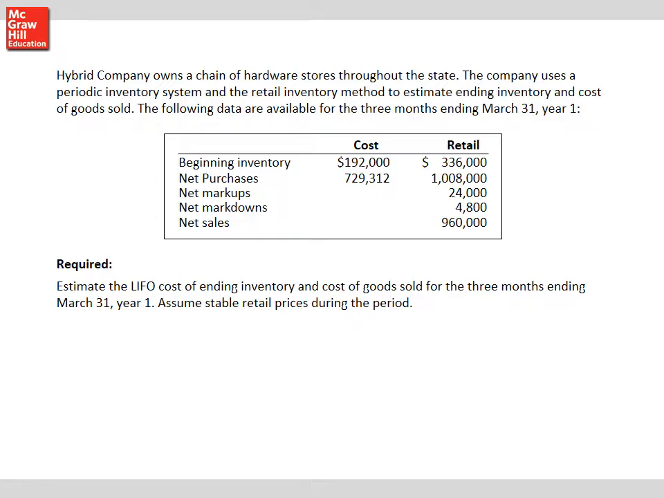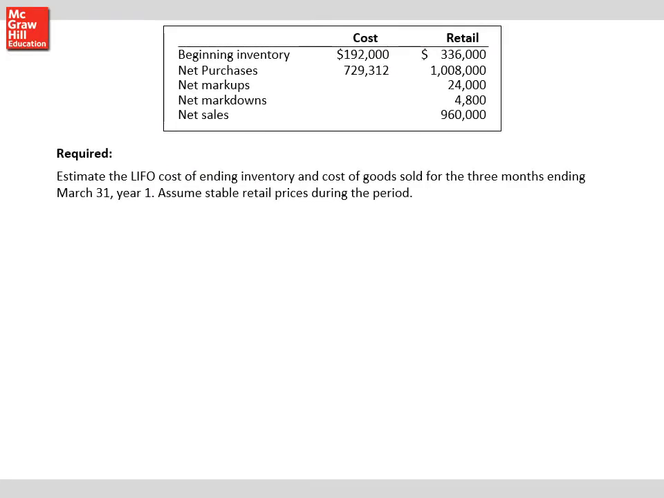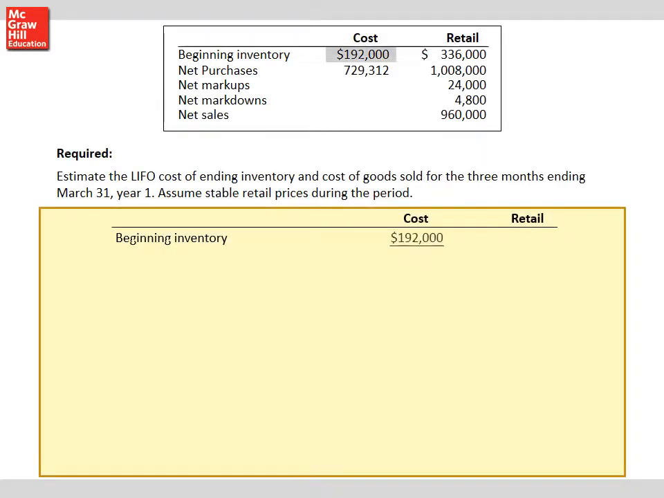So now this is the LIFO retail method. We saw the normal, just retail method. Then we saw average cost, lower of cost or net realizable value. And now we're seeing the LIFO retail method. So we're going to start with our beginning inventory at cost and retail again. We then show our purchases, cost and retail.